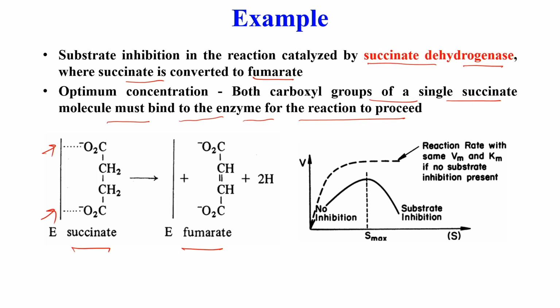Now, you just see the reaction rate with the same Vm and Km if there is no substrate inhibition, and in the presence of substrate inhibition, it reaches a maxima and then it further declines here.